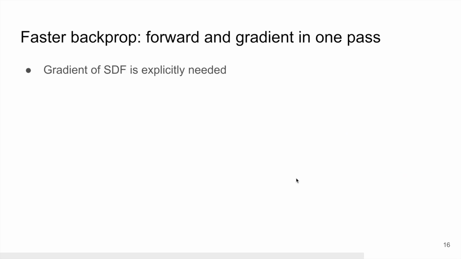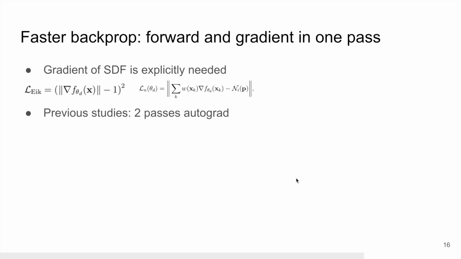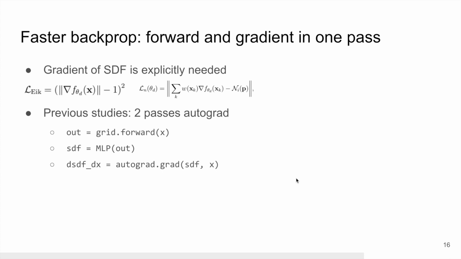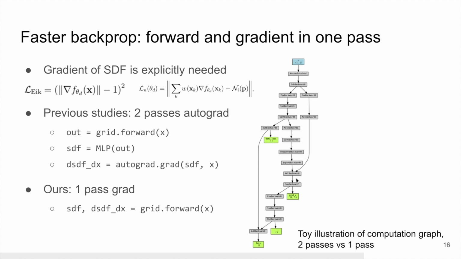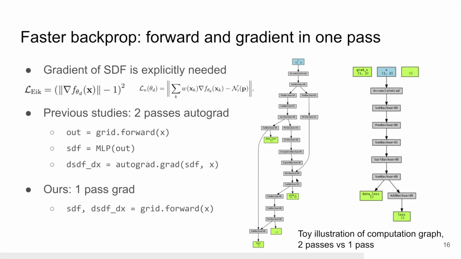Explicit SDF's gradient computation is required for losses. Previous works computed it by a two-pass autograd function, which results in a very complex computation graph. Since we do not need an MLP, an optimized kernel can handle these in a single pass, resulting in a simplified computation graph.